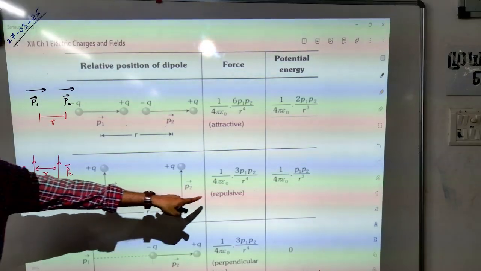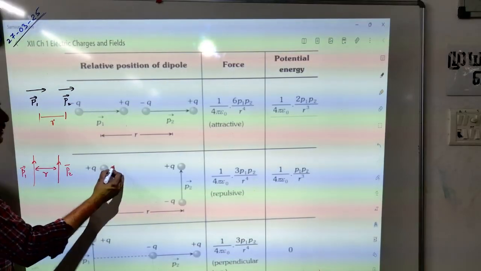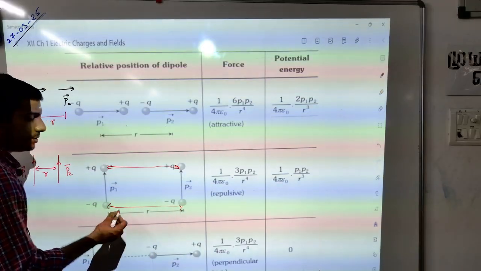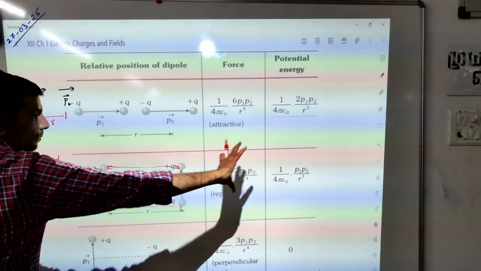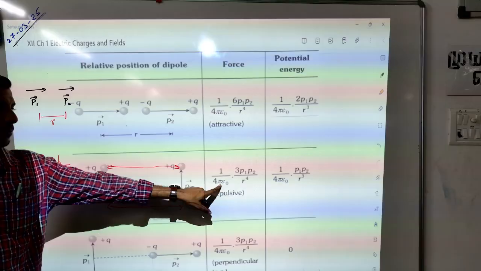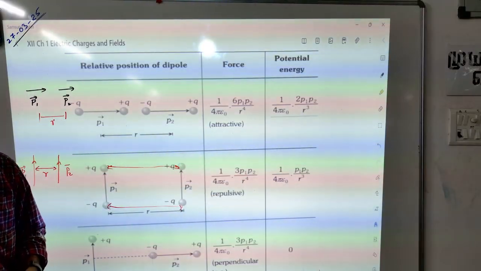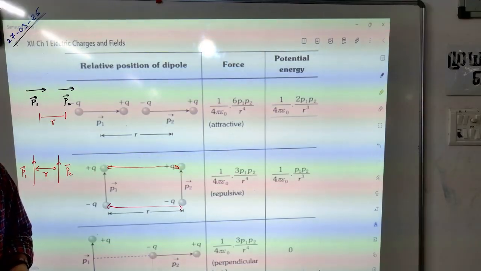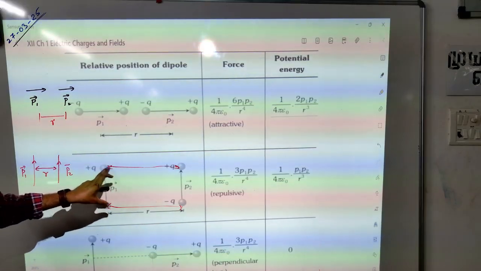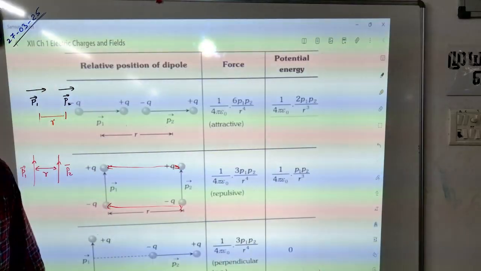Under this condition, they repel each other because these two charges repel each other and these two charges repel each other. As a result, they repel each other. So the net force is repulsive, 1 by 4 pi epsilon naught, 3 times P1 P2 divided by r to the power 4. Noted? And the potential energy stored in this system is given by this formula, P1 P2 divided by r cube.